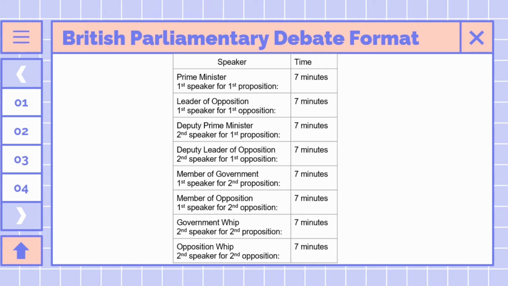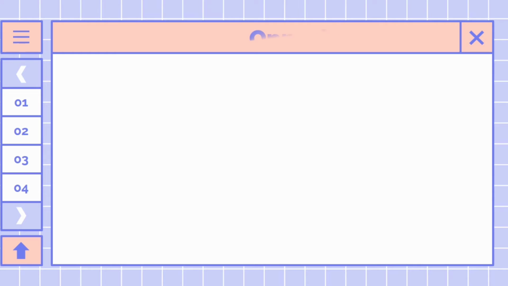Time is 7 minutes. Member of Government, first speaker for second proposition. Time is 7 minutes. Member of Opposition, first speaker for second opposition. Time is 7 minutes. Government Whip, second speaker for second proposition. Time is 7 minutes. Opposition Whip, second speaker for second opposition. Time is 7 minutes.